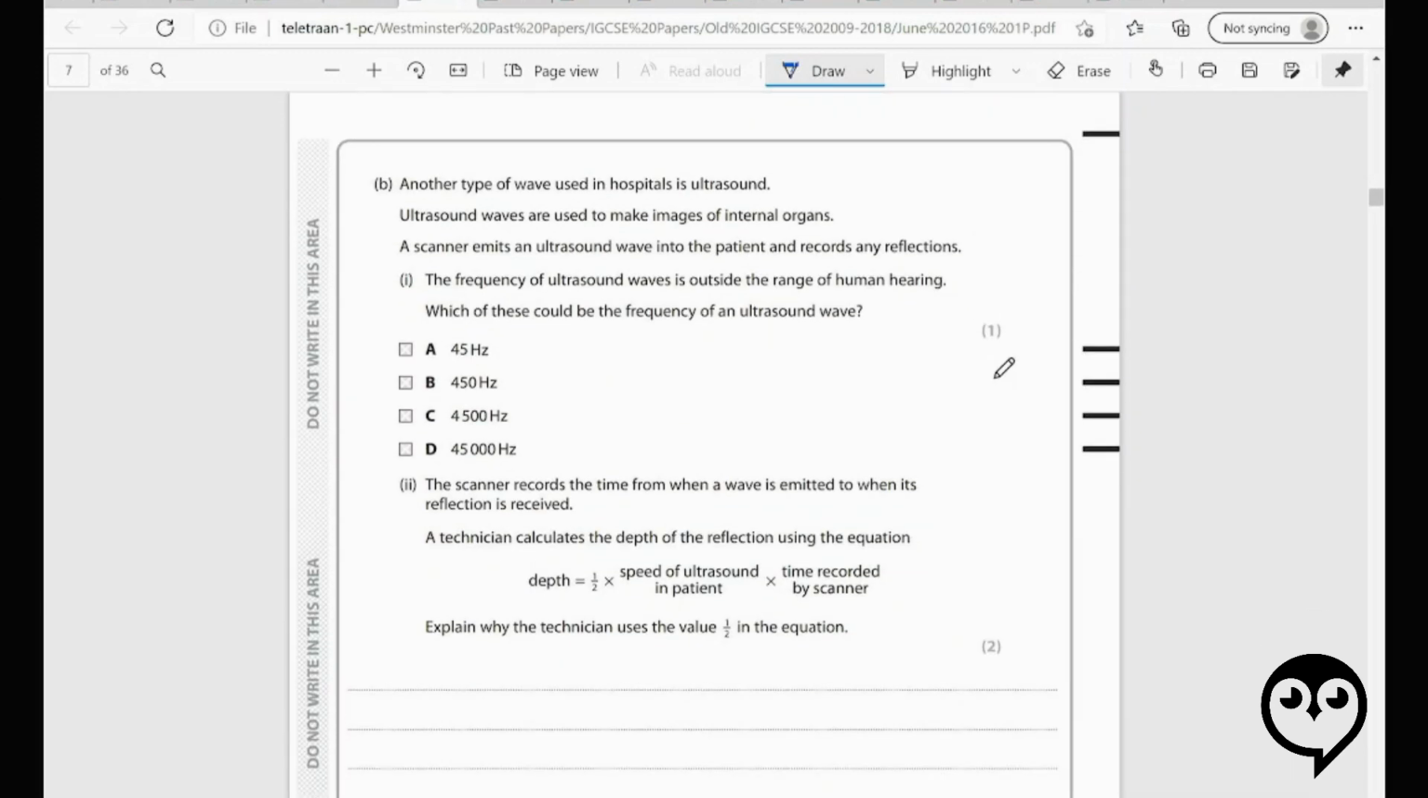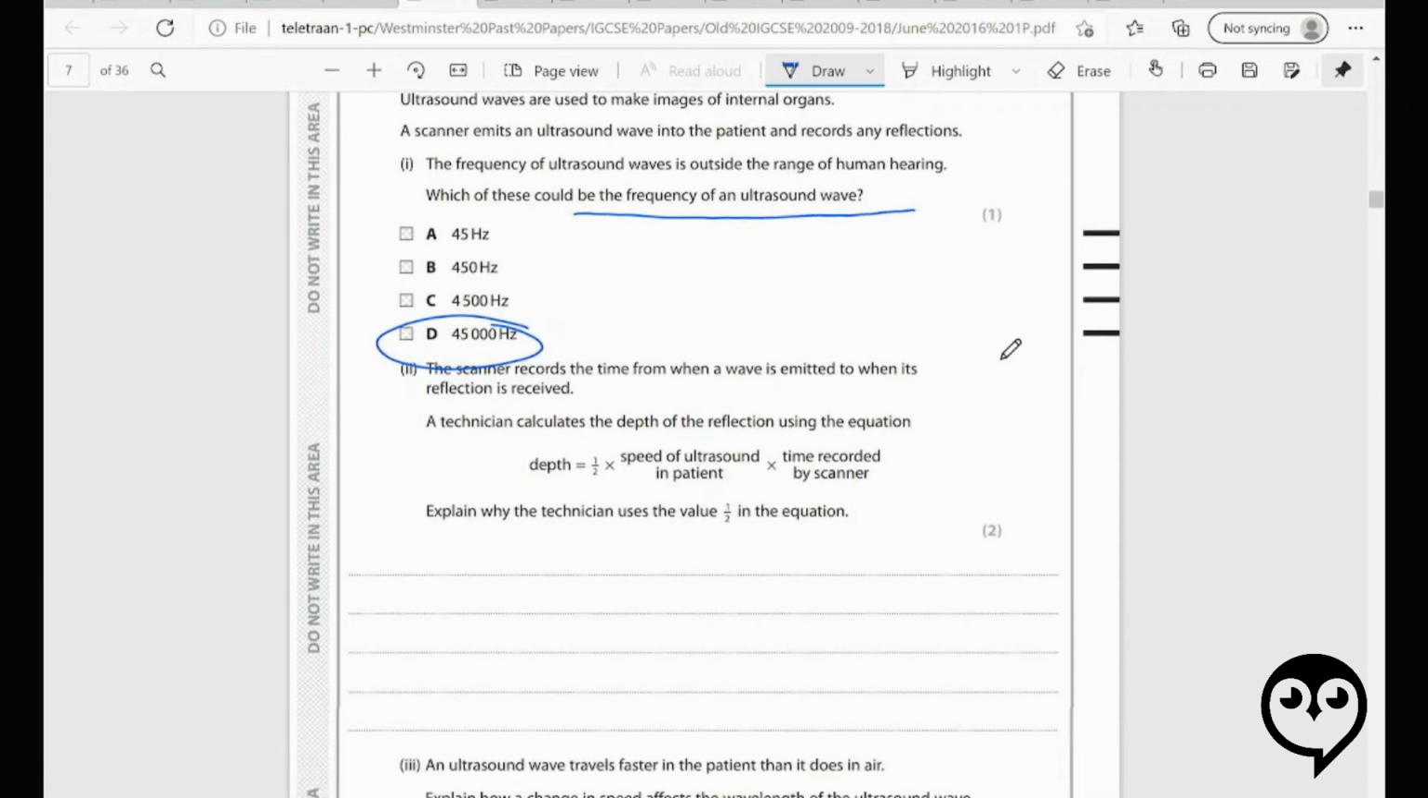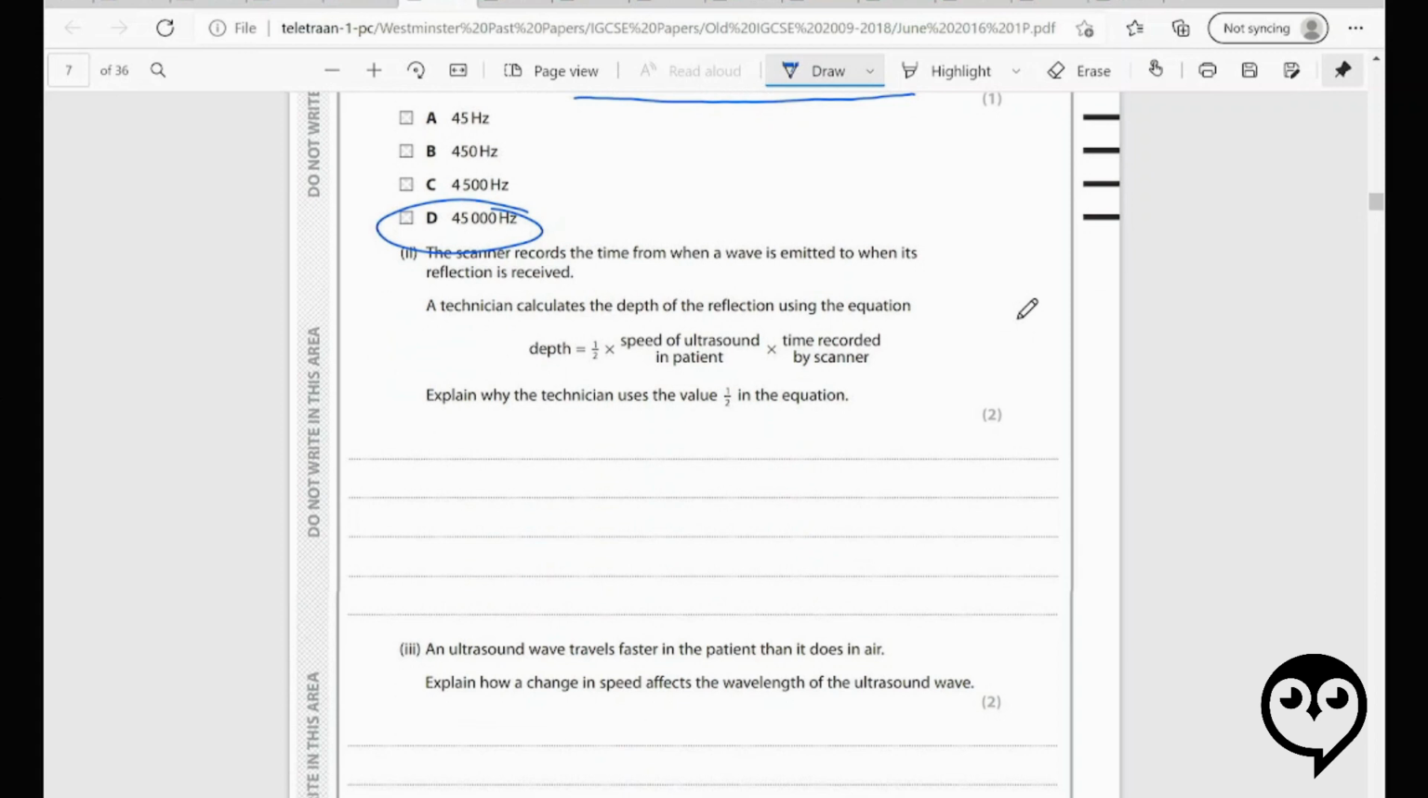Another wave used is ultrasound. Ultrasound make images of internal organs. Which of these could be a frequency for ultrasound? Well, it needs to be above 20,000 hertz, we saw. Okay. Scanner records the time, the depth. So you got to take half because it's got to go there and then reflect back. So it's double that distance. So we take it by a half.